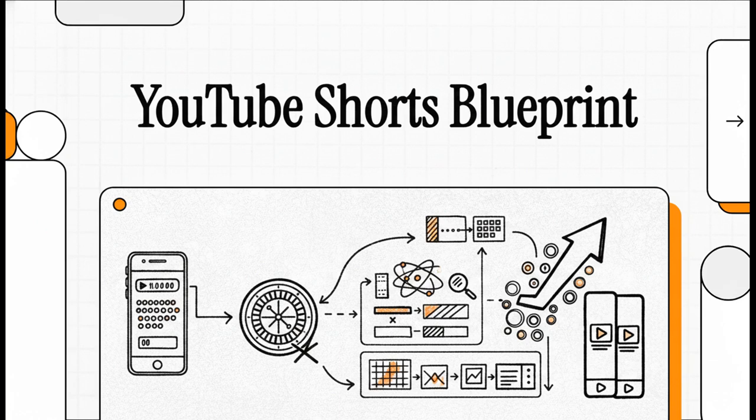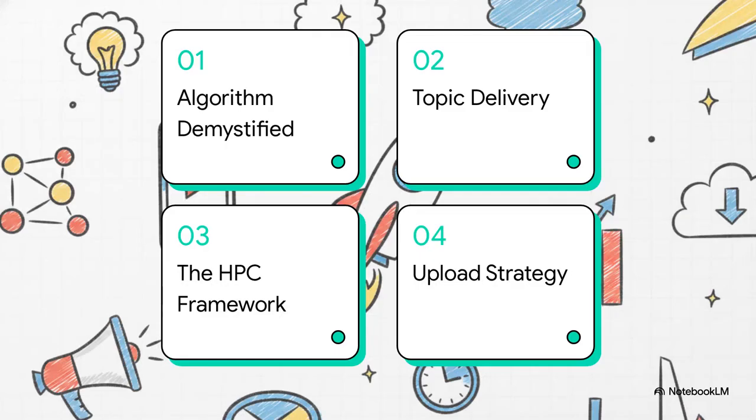Welcome to this explainer where we are going to absolutely shatter that illusion. Today, we're diving into the exact reverse-engineered blueprint that top creators use to consistently blow up on YouTube Shorts. Because when we actually look at the data and the formulas from creators who are pulling in millions of views, we see something pretty amazing. Virality isn't luck at all. It's an exact science.